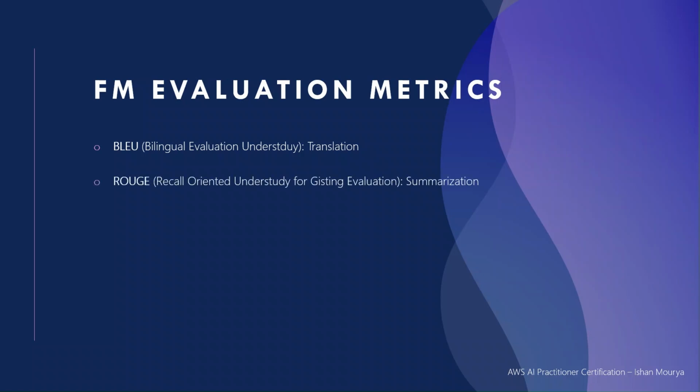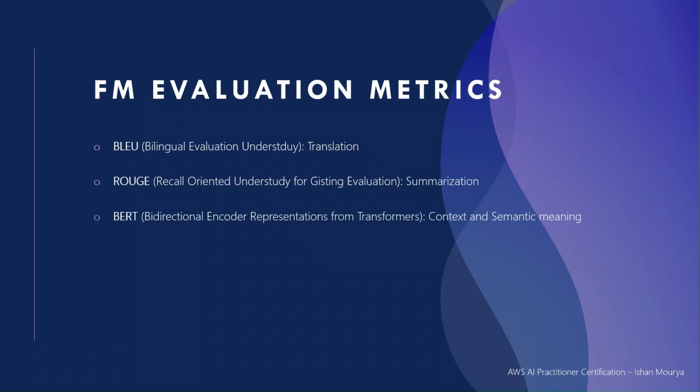Similarly, we have ROUGE, which is Recall Oriented Understudy for Gisting Evaluation. This is similar to BLEU. It also compares the summary generated by a model and the summary written by a human. Just remember that BLEU is mostly for translation and ROUGE is mostly for summarization.